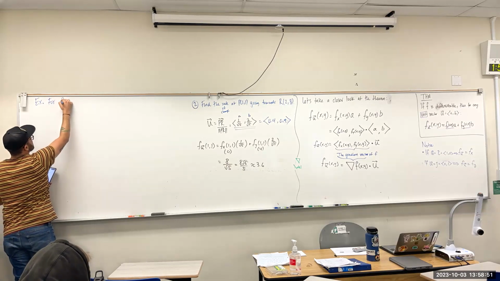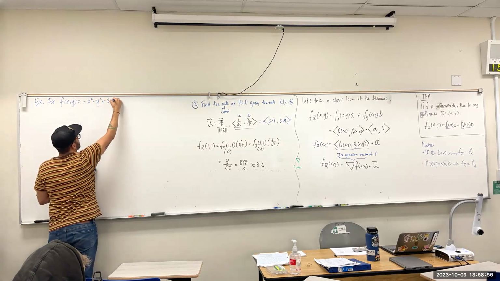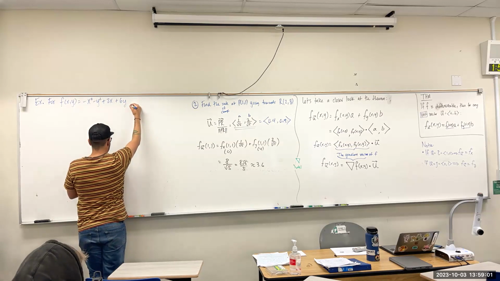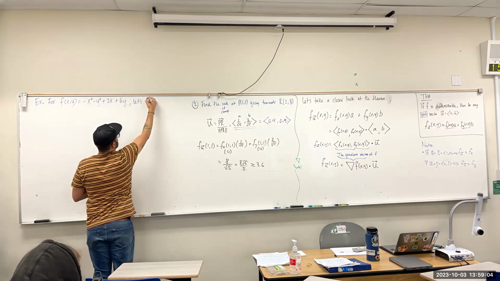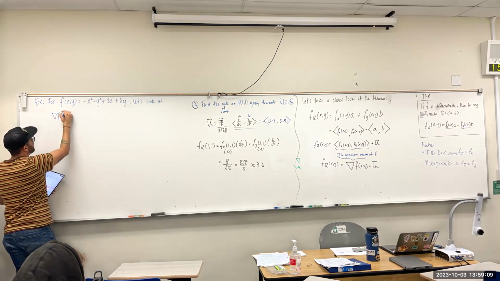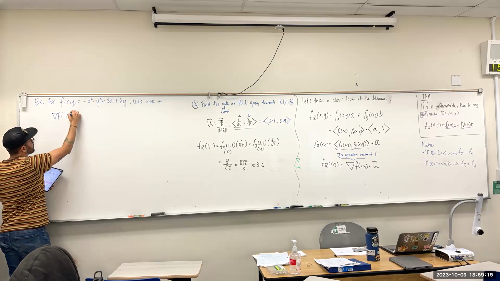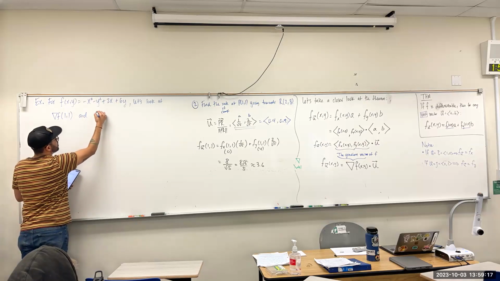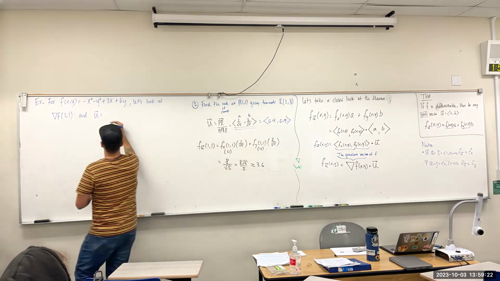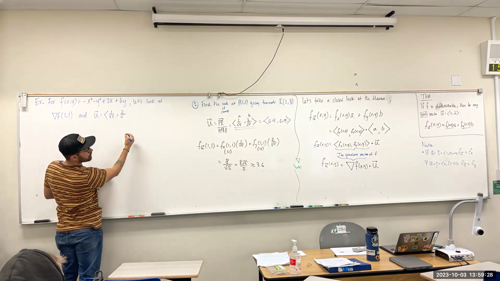So let's use the same function, negative x squared minus y squared plus 2x plus y. Let's look at what the gradient vector at the point 1, 1 is, and the unit vector that you did for this example, 1 over root 5 and 2 over root 5.